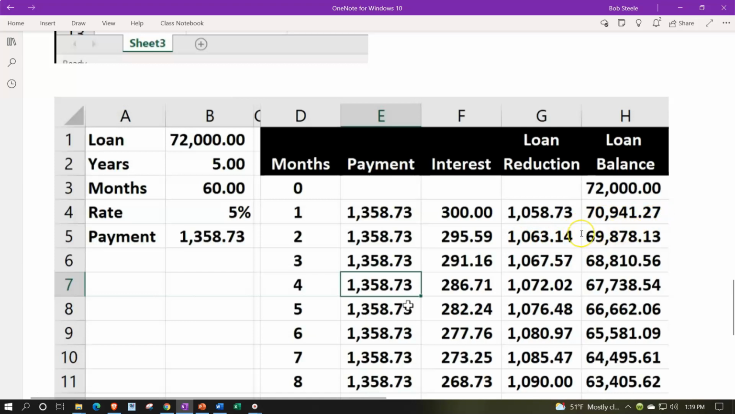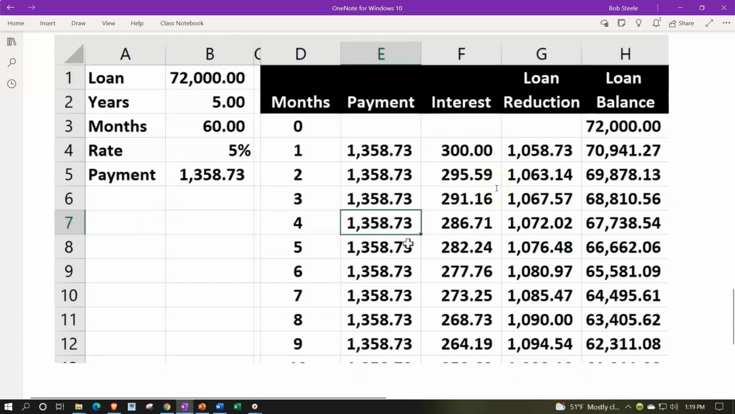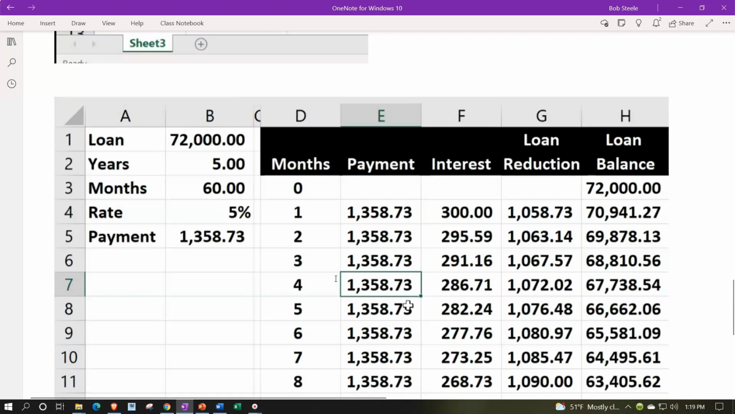And if I take the $70,941.27 minus the $1,063.14, we get $69,878.13. So you can see as we go through the loan, the interest amount actually decreases and the loan reduction increases as the payment remains the same. So we're going to need this table in order to record properly the transactions into our system, which we'll see in future presentations, but it'll basically look like this.